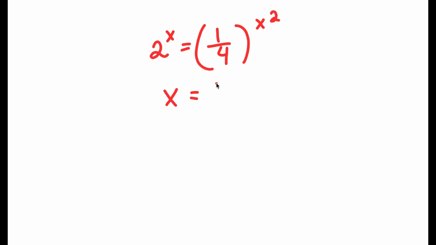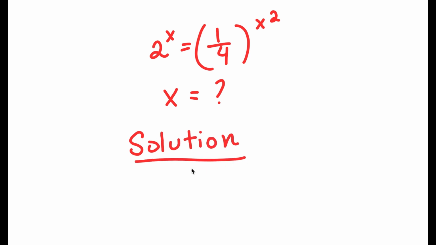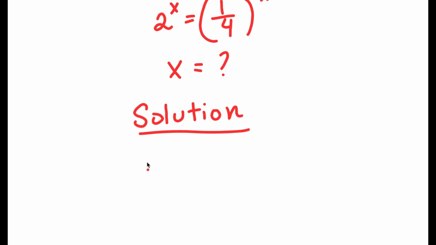Alright, so in this problem, I have 2 to the power of x is equal to 1/4 to the power of x squared. And I want to find the value of x here. So, for my solution, I'm going to first start by rewriting my equation.